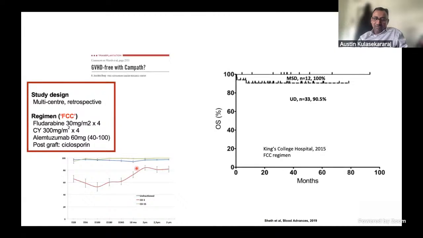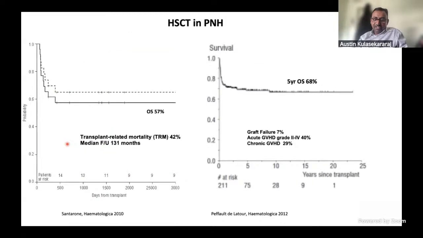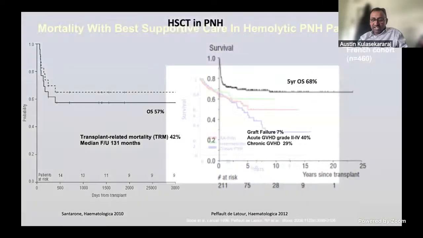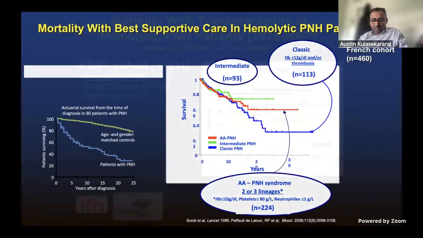Because we know in the context of aplastic anemia, transplant outcomes are getting better and better. We use the regimen of fludarabine, cyclophosphamide and alemtuzumab with very, very good outcomes as well. So it's quite tempting to think of transplant in this setting. But the biggest problem is transplant-related mortality, about 40%, as I showed before, and 5-year survival of 68 to 70%, and also the GVHD risk. I think we touched upon it, so I'll skip that.